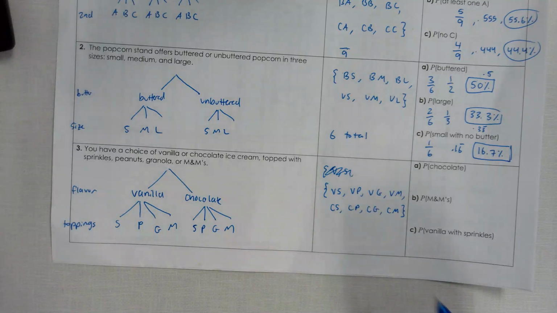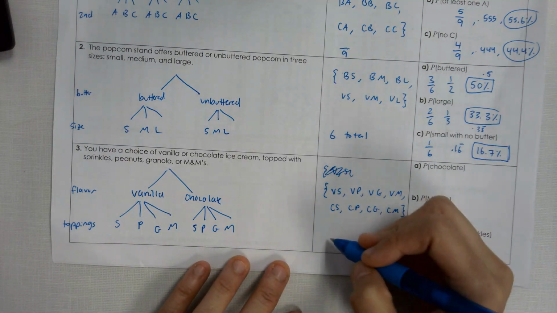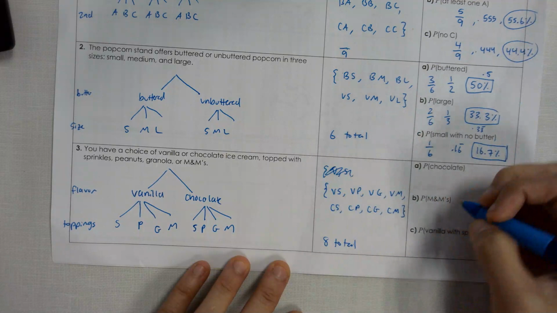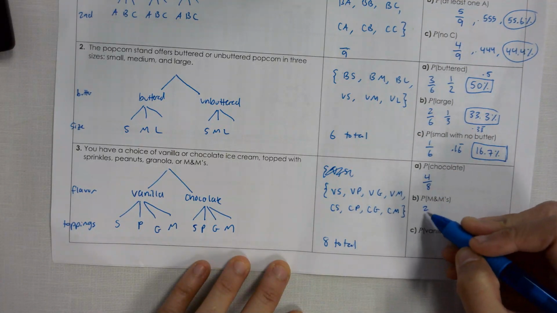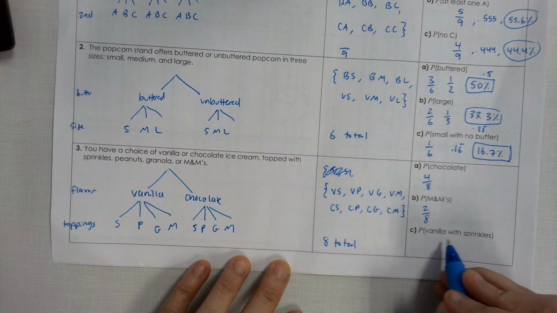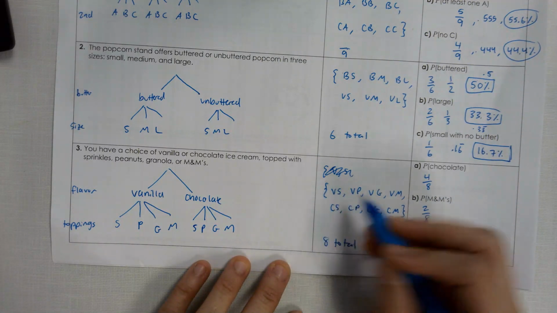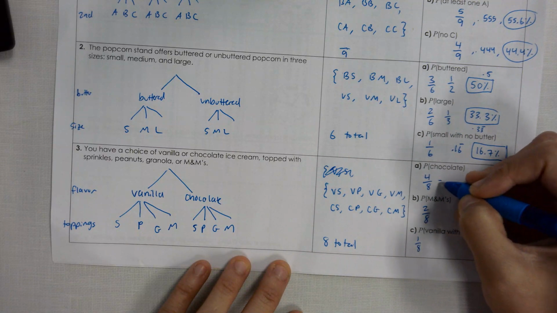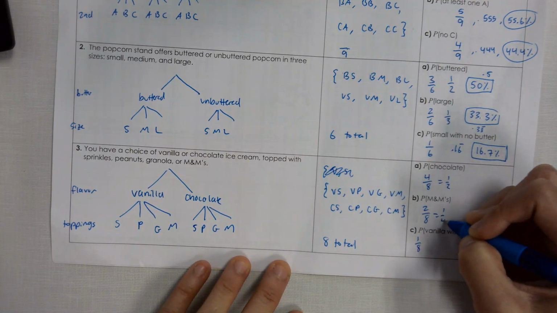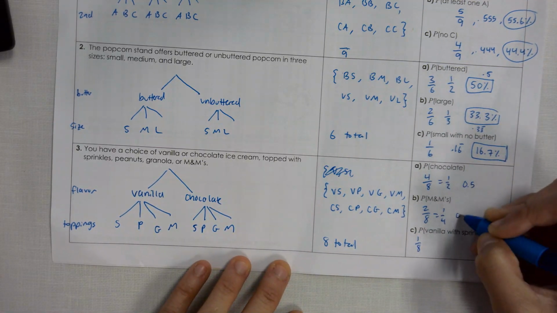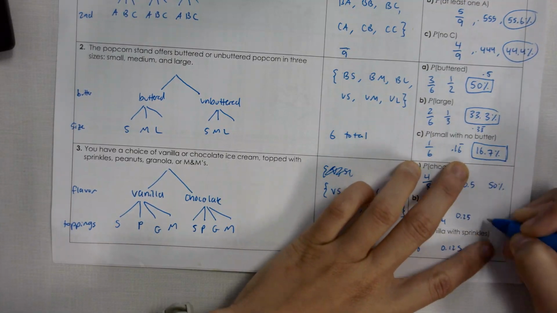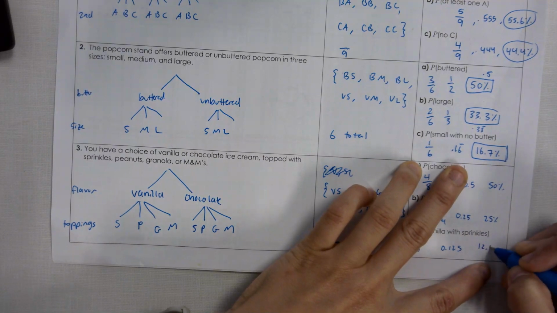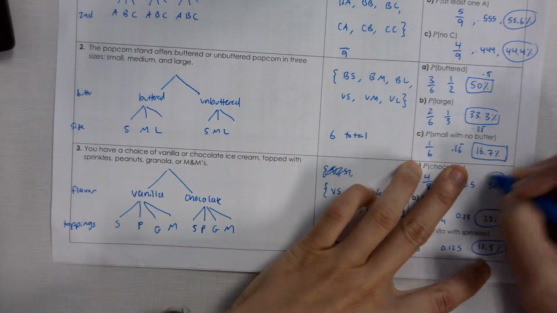Okay, so the probability of chocolate: there are 8 total, so the probability of chocolate is 4 out of 8. Probability of M&Ms: these two have an M&M, so it's 2 out of 8. The probability of vanilla with sprinkles is just 1 out of 8. So this is equal to 1/2, 1/4, 1/8, which is 0.5, 0.25, 0.125, or 50%, 25%, 12.5%. All right, so that is tree diagrams.